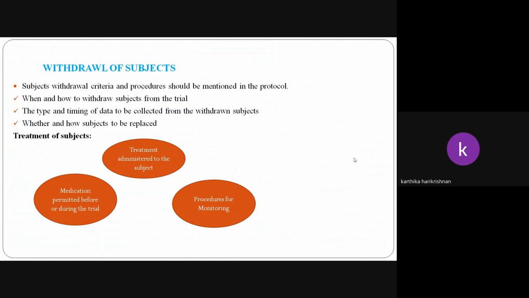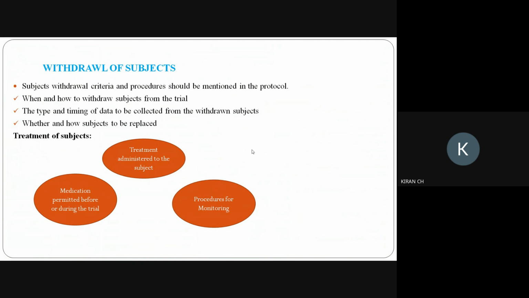Here, subject is nothing but the patient who is participating in the trial. That person who is participating in the study, we'll call that person a subject. So, subject's withdrawal criteria. We have to mention in the protocol about subject withdrawal criteria also: when and how the patient can withdraw from the study, and the type and timing of data to be collected. For example, if any patient is withdrawing from the study, then what type of data or what type of things we have to collect from that subject.